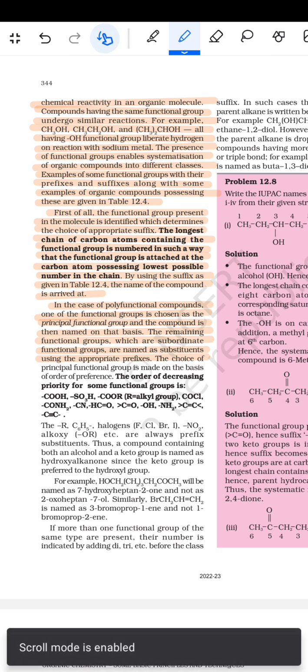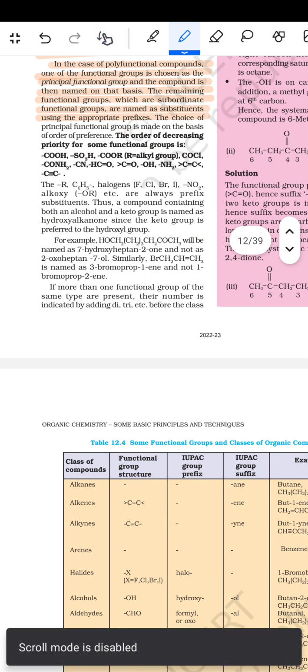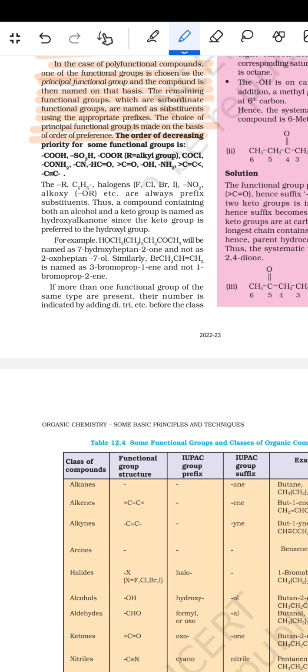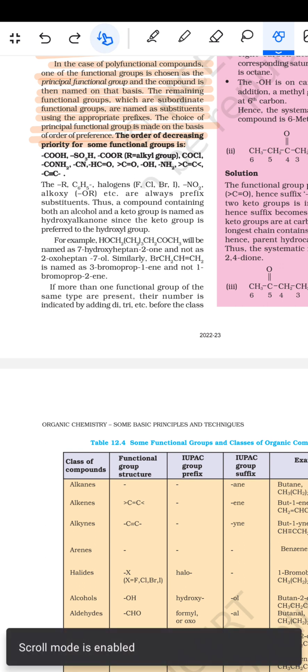The choice of the principal functional group is made on the basis of the order of preference. The order of decreasing priority for some functional groups are: सबसे ज़्यादा -COOH, उससे कम -SO3H, उससे कम -COOR, फिर -COCl, फिर -CONH2, -CN, फिर -CHO, फिर >C=O, फिर -OH, फिर -NH2, फिर >C=C< और फिर -C≡C-.